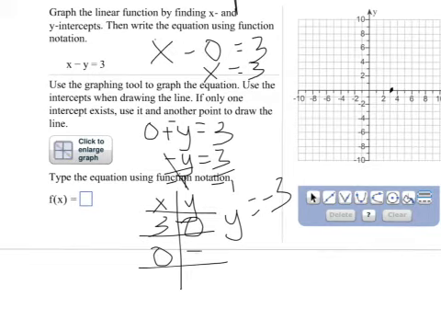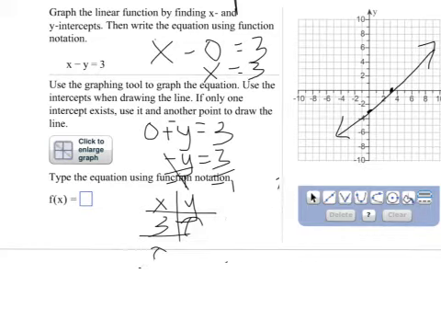So the y-intercept of this equation is (0, negative 3). And that can be graphed here on the y-axis. And then I'll draw a line between those 2 points. You'll use your graphing tool. Next, they want me to write an equation in function notation. Well, remember, function notation is just replacing the y with f of x. So I'm going to erase my work here and then go ahead and write my equation.